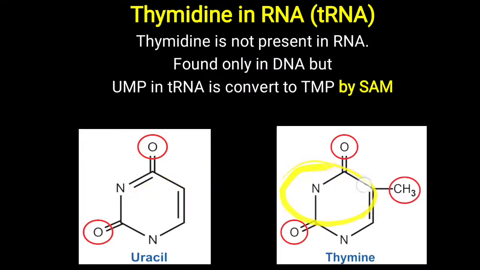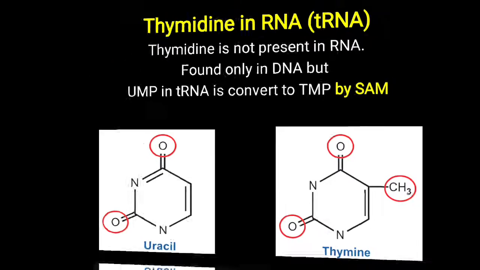Thymine is generally not present in the RNA, but this UMP will be converted into the TMP, thymidine monophosphate, and it is found in the structure of the tRNA. So those are the two things you have to keep in mind. It is a rare thing, but sometimes it is asked in the exam in molecular biology. So, pseudouridine and thymidine are found in the structure of the tRNA.